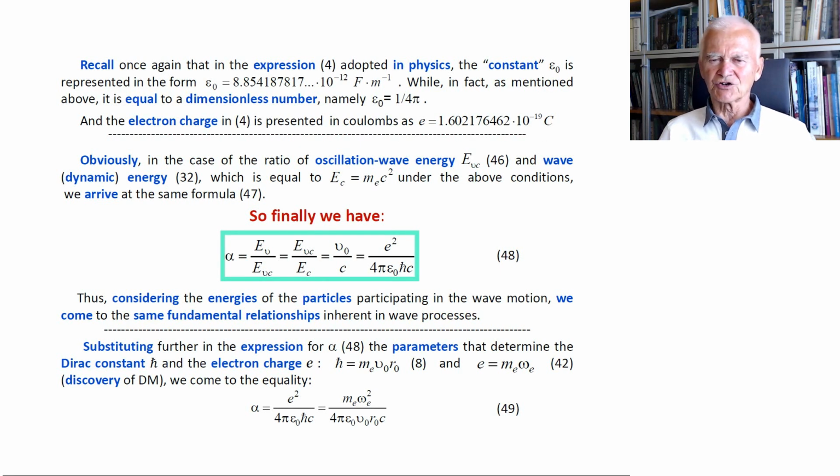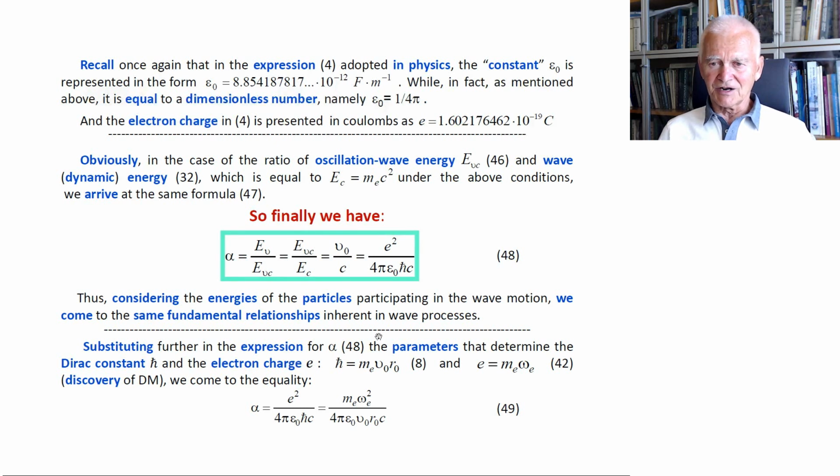Obviously, in the case of the ratio of oscillation wave energy and wave dynamic energy, which is equal to m e c squared, under the above condition we write the same formula. So, from this ratio of energy, we have the same. So finally we have alpha equal to e squared divided by these parameters. So considering the energy of the particles participating in the wave motion, we come to the same fundamental relationship inherent in wave processes.